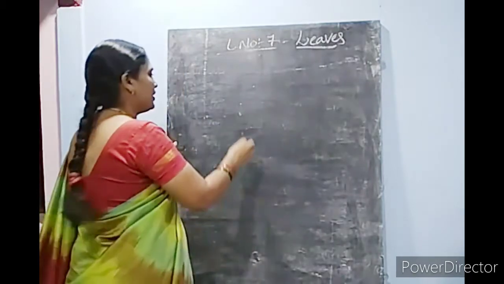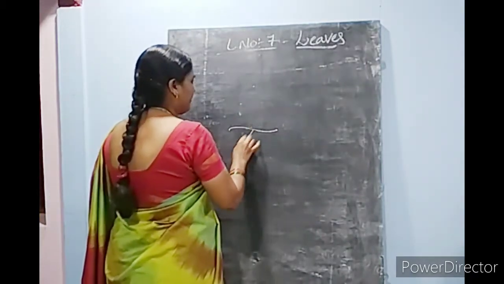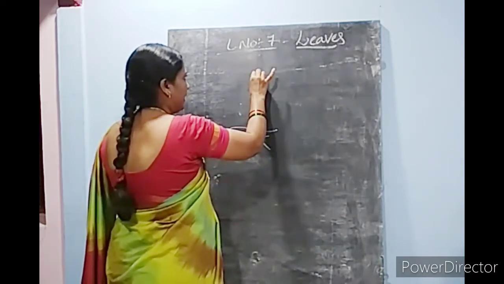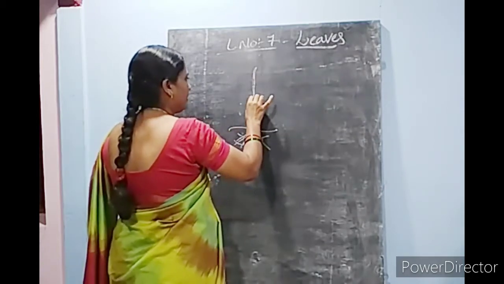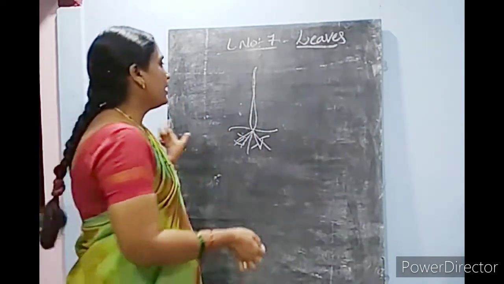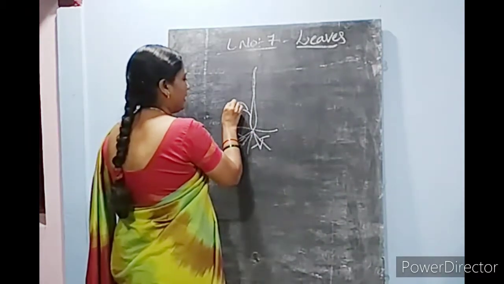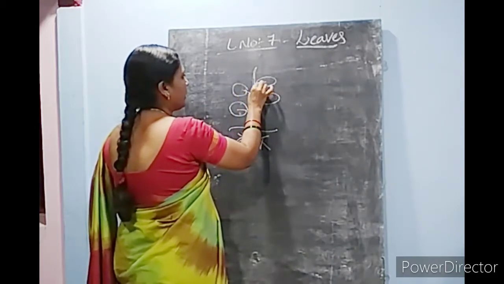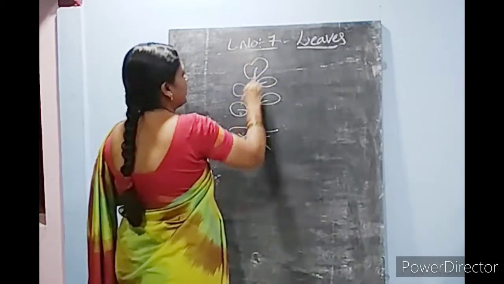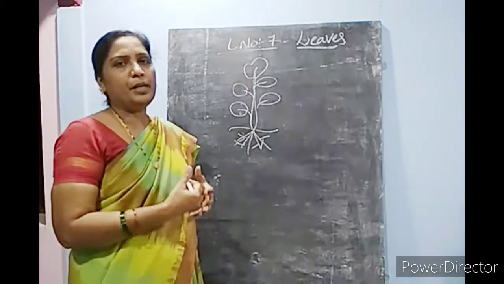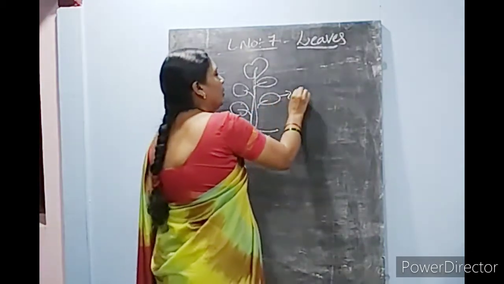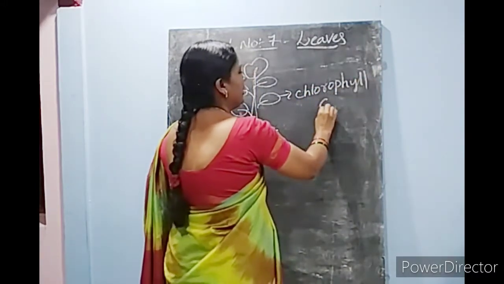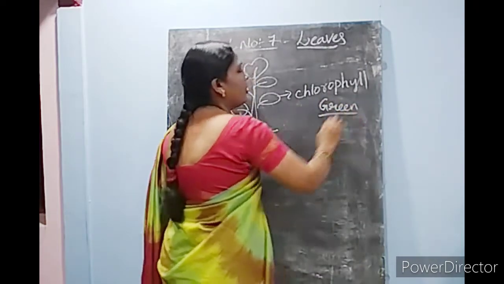And yesterday's class you learned about the structure of the parts of a plant. You already learned, children. You know very well what parts are present in a plant. And the shoot system, from the plumule that shoot system grows. So this shoot system bears the parts which are always green in color. Why are the leaves always green in color? Because a pigment present in them called chlorophyll. Chlorophyll is present in leaves. Because of this, they look green in color always.